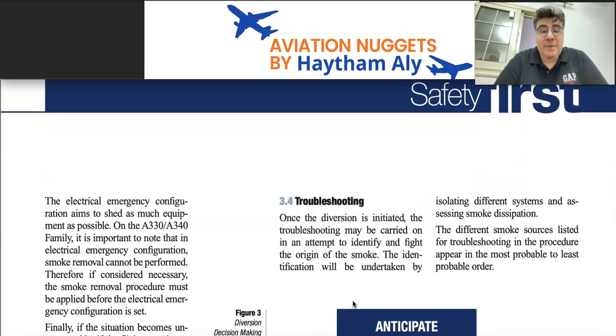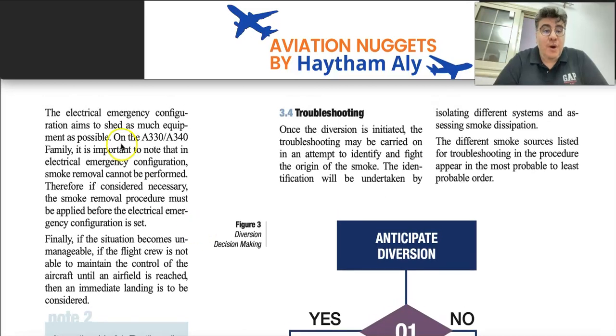Let's start Part 3, everybody. We'll start with the electrical emergency configuration. What is electrical emergency configuration? Why, in the avionics smoke and fumes procedure, may you take the aircraft into an electrical emergency configuration? This aims to shed as much electrical equipment as we can until we land as soon as possible, until we do an immediate landing. So we only have the emergency electrical equipment that will take us to the ground.